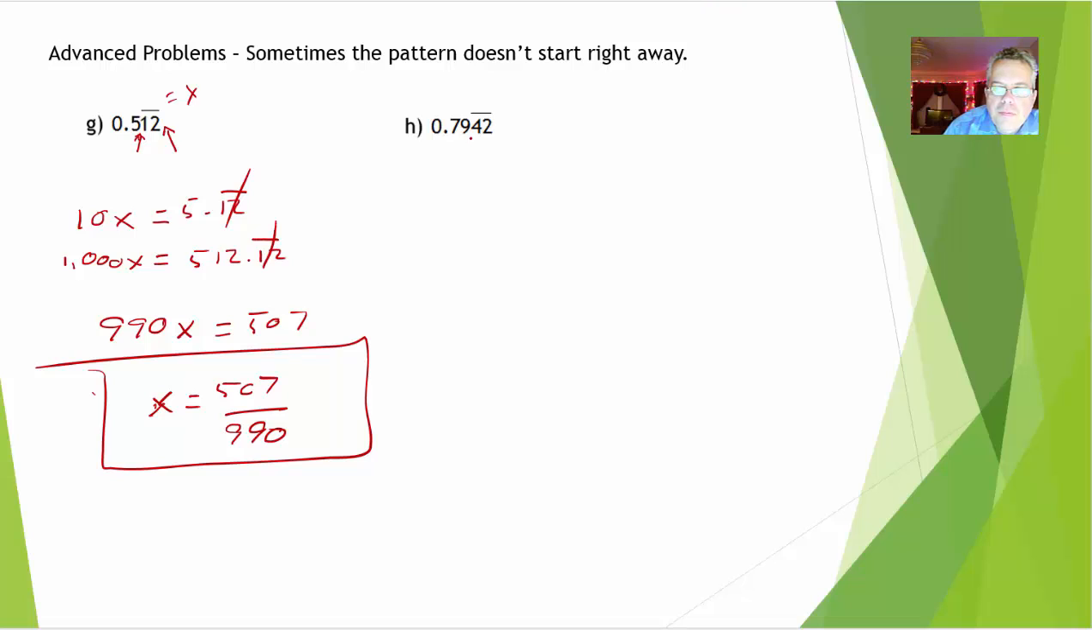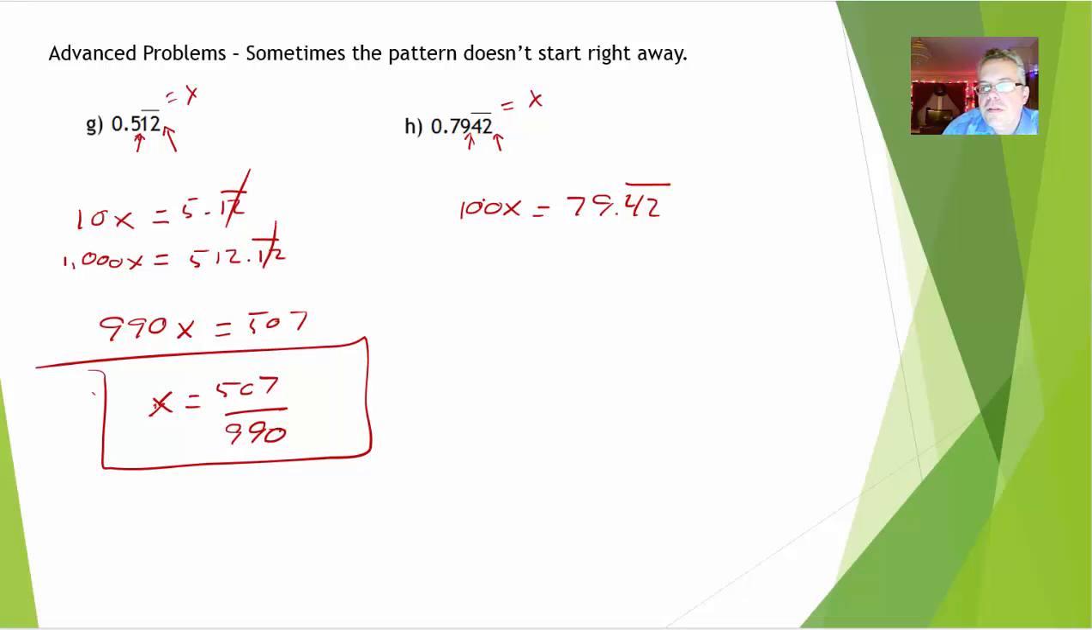This one, we want to move the decimal place where the pattern begins and where the pattern ends. Okay, so to move it 2 places, we multiply by 100. So of course, we're letting x equal the original number. So 100x equals 79.42 repeating. Then we move it to after one pattern.